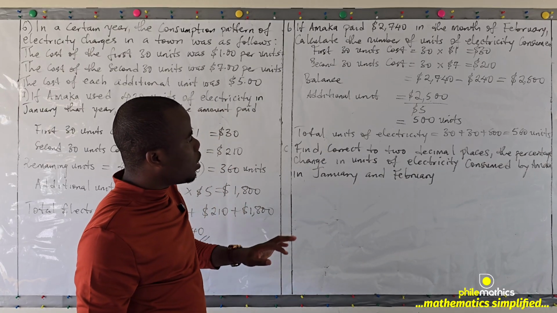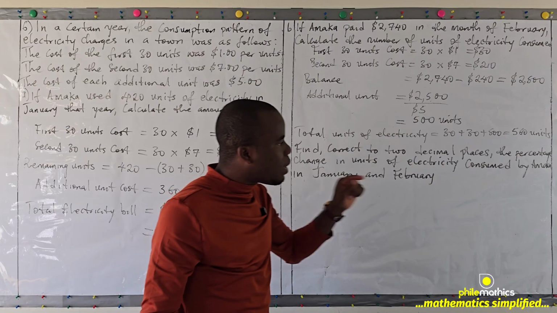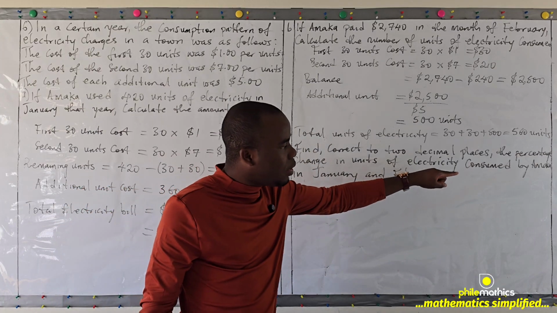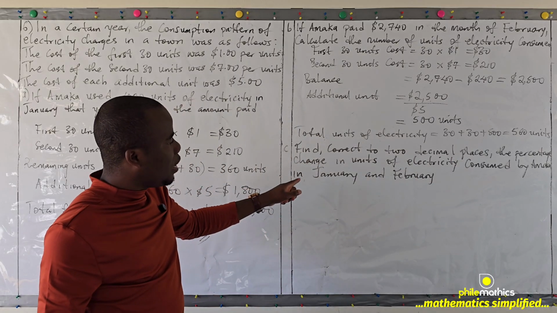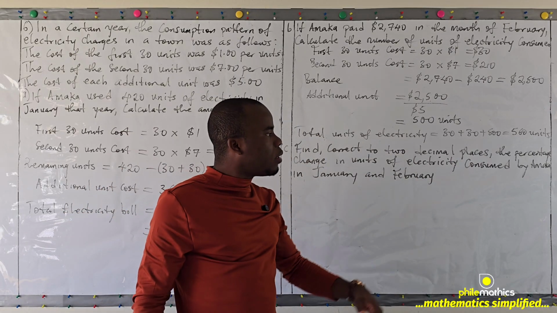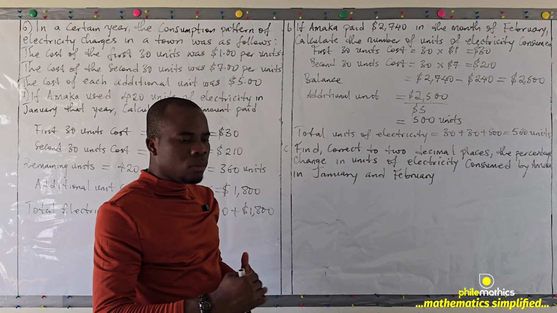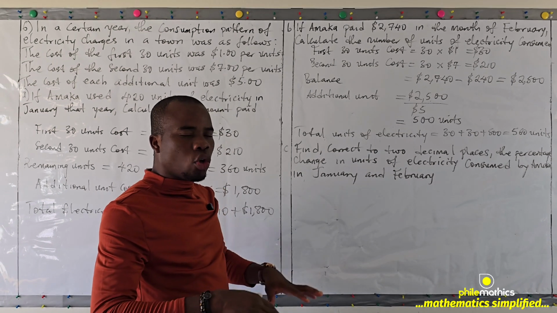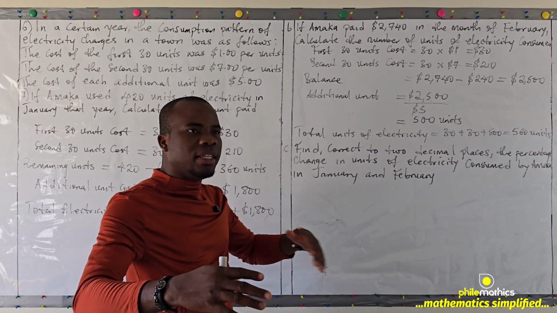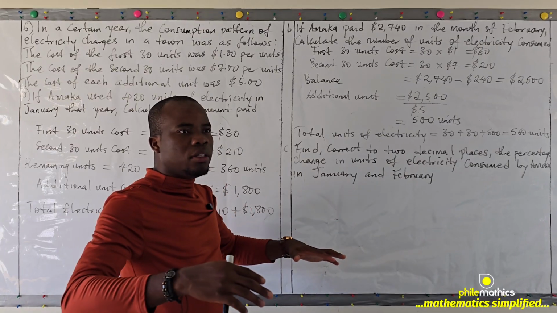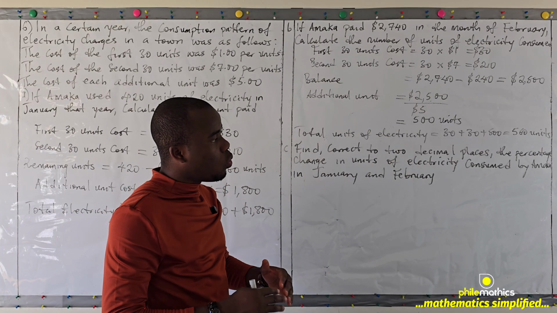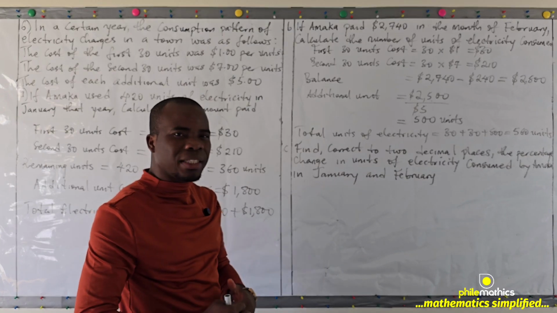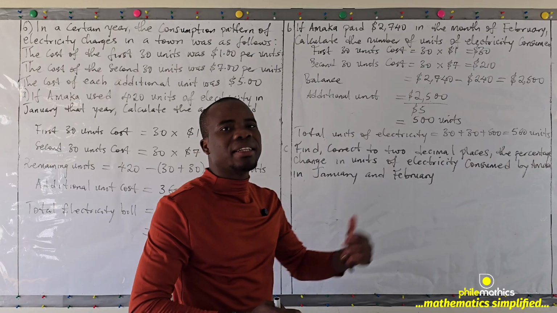Now, C asks us, find, correct to two decimal places, the percentage change in units of electricity consumed by Amaka in January and in February. Why is this important? This is to give Amaka a well-informed decision on how she will be using the equipment, the facilities she has in her home, just to minimize the units she consumes. So she wants to know by what percent her units increased.